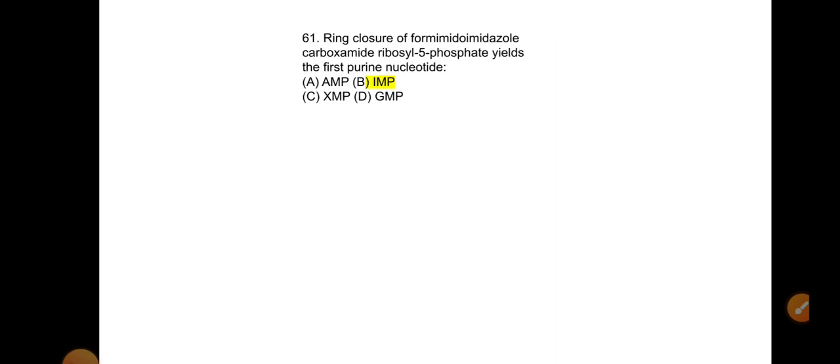61, ring closure of formimidoimidazole carboxamide ribosyl 5-phosphate yields the first purine nucleotide. Whenever purine is getting synthesized, you will see IMP there. Before MP, you will say IMP always. 62, the cofactors required for the synthesis of adenylosuccinate are GTP as well as Mg plus 2.